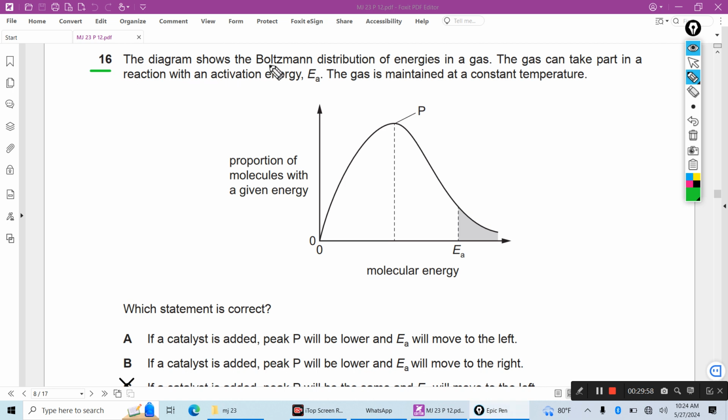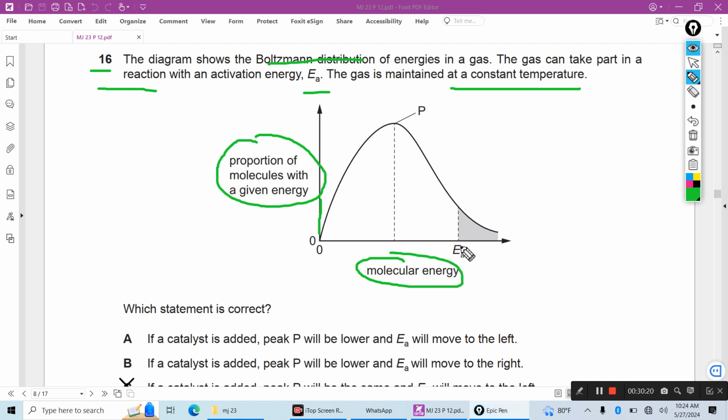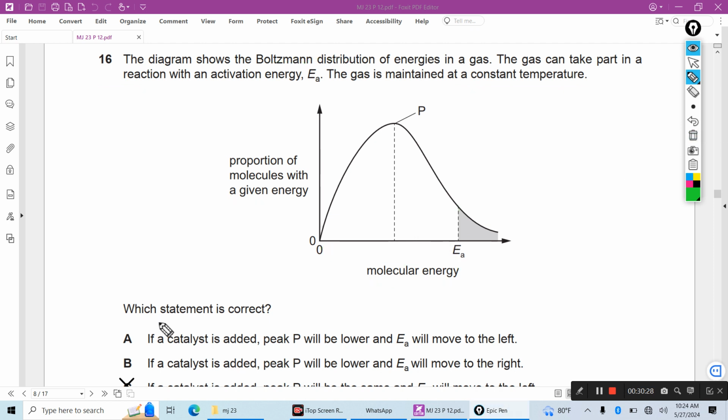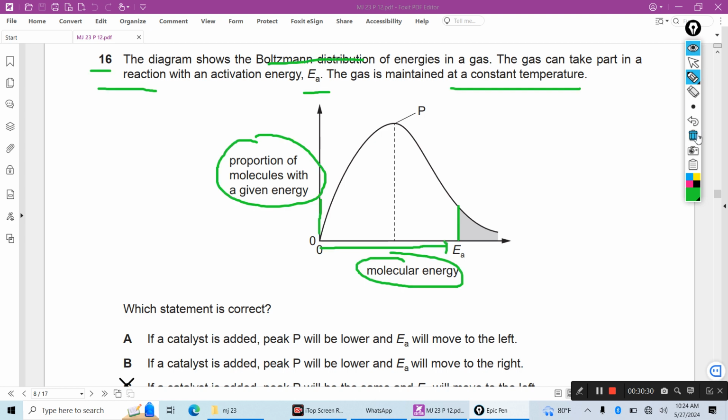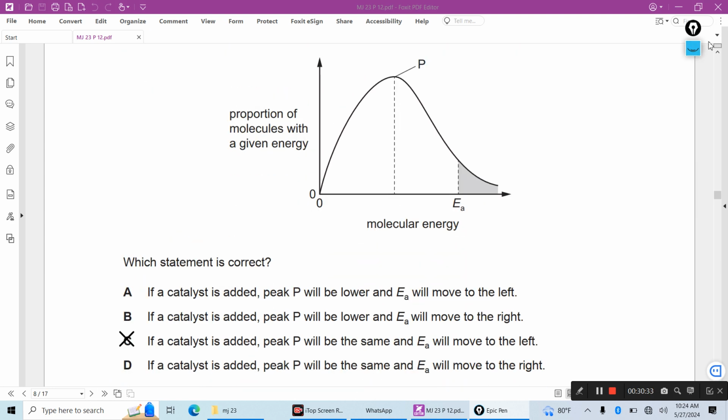The diagram shows the Boltzmann distribution of energies in a gas. The gas can take part in a reaction with activation energy EA. The gas is maintained at constant temperature. The y-axis is the proportion of molecules, or number of molecules, and the x-axis is energy, with EA marked. Now you see which statement is correct. So C is the right answer.